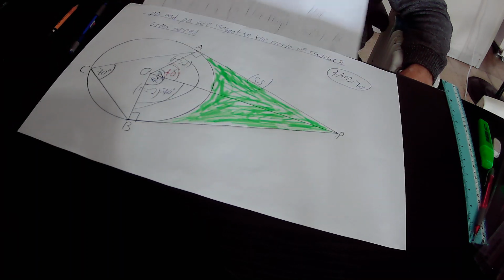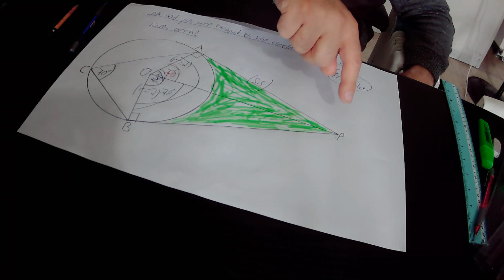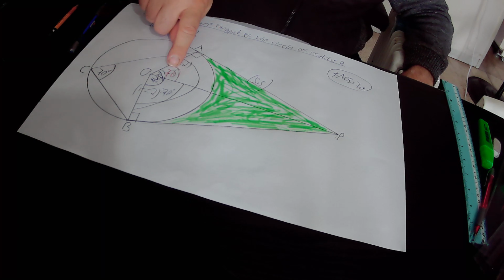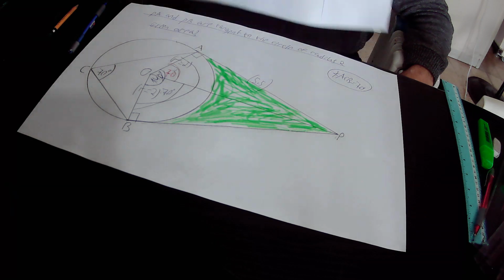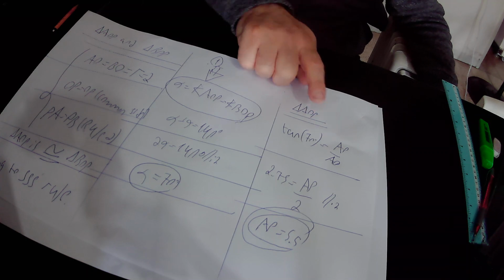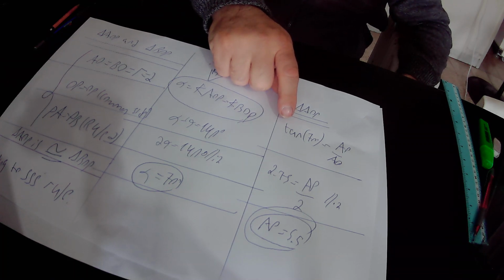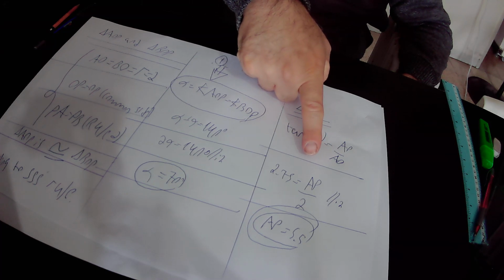So this is the missing angle alpha, which equals 70 degrees, and this angle alpha also equals 70 degrees. In the next step we focus on this right upper triangle, triangle AOP. What is the value of tangent 70 degrees? Tangent 70 degrees equals AP over AO. Tangent 70 degrees is 2.75 and equals AP, the missing side, over AO.